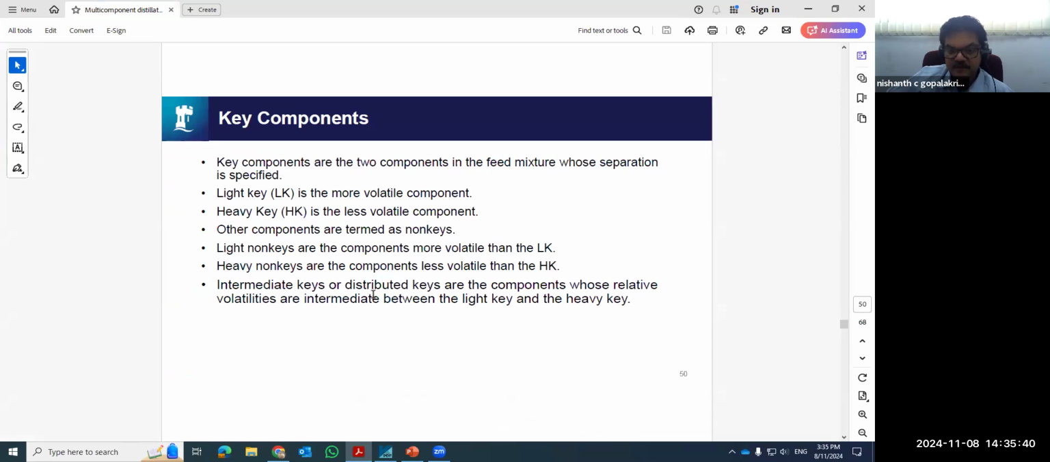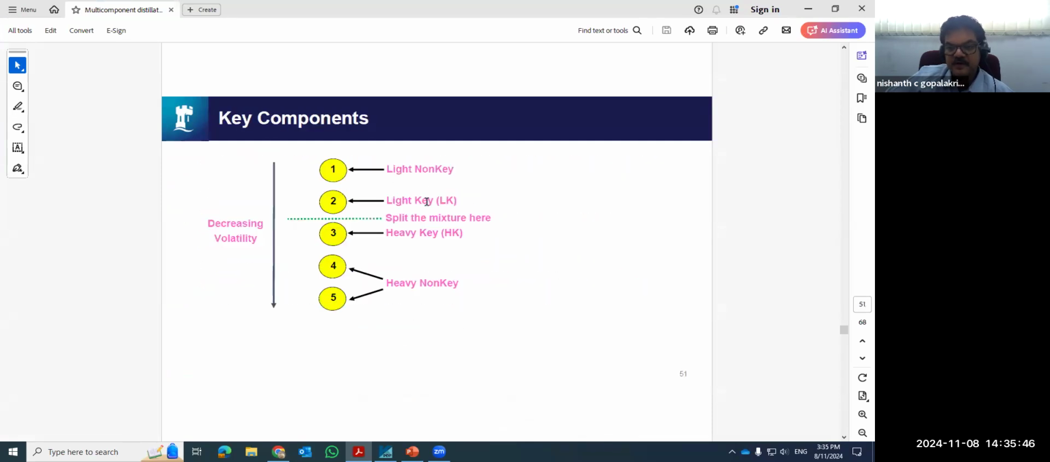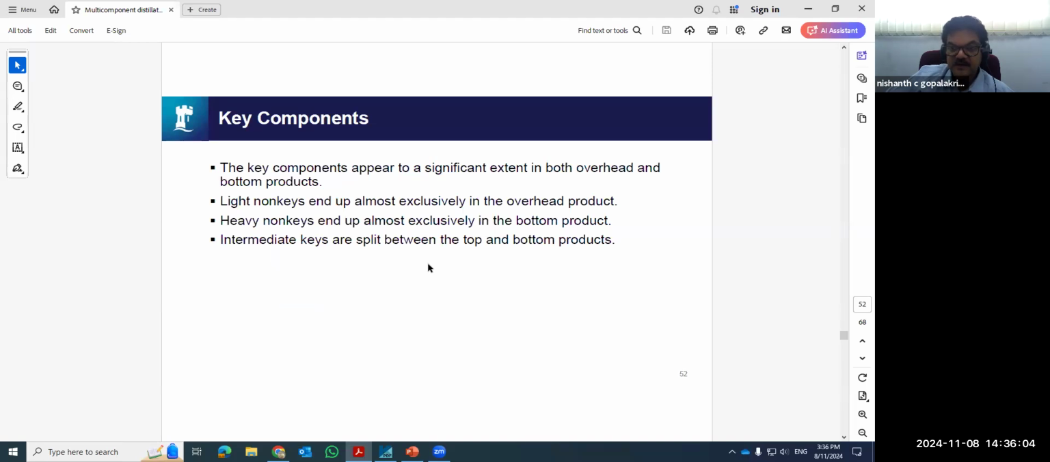Okay. Now, anything lighter than light key, we call it light non-key. And anything heavier than heavy key is the heavy non-key. So the concept here is light key and heavy key are the hardest to control. Once we identify the key components, based on our target, we make an assumption. The assumption is that anything lighter than light key is almost exclusively collected at the top, and anything heavier than heavy key is exclusively collected at the bottom.